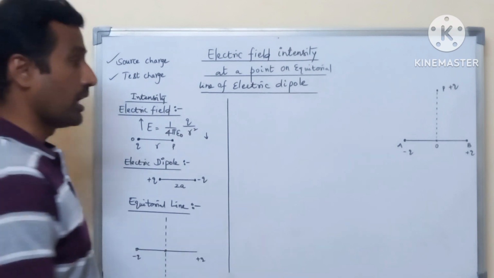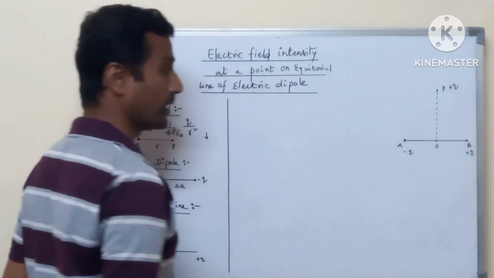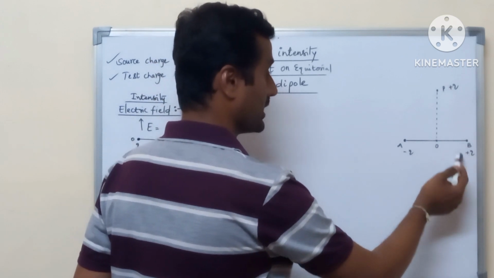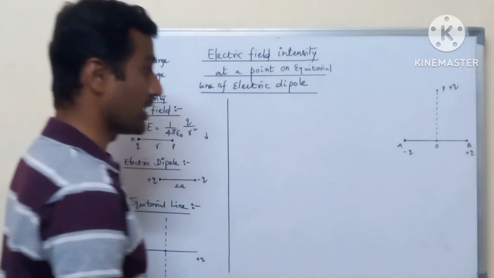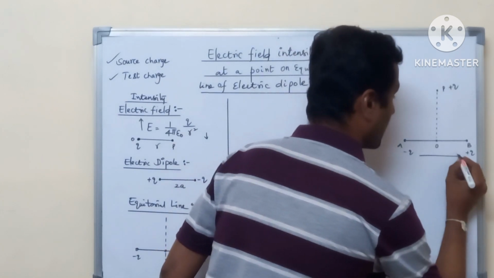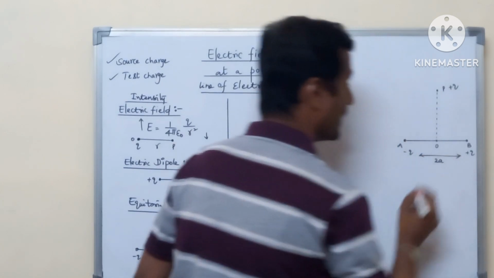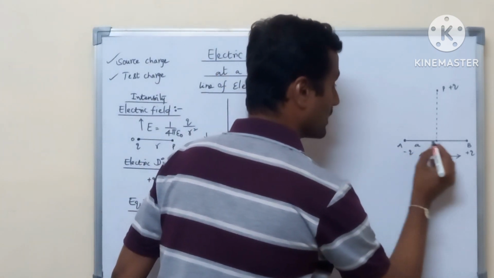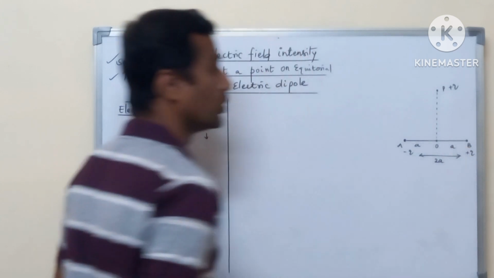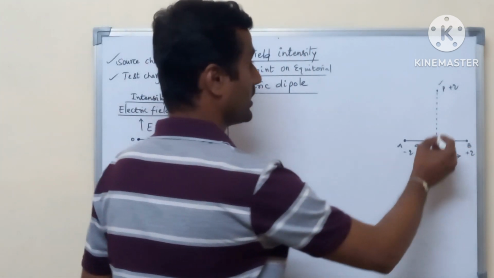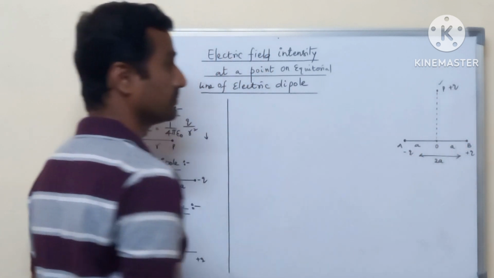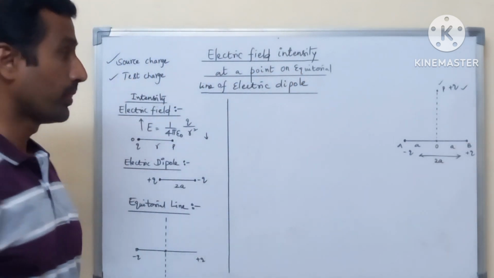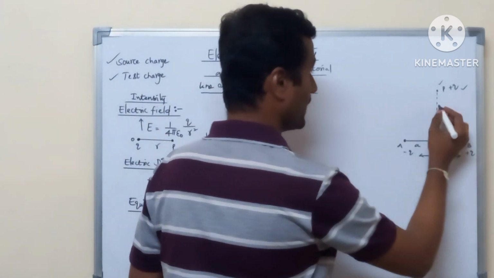Let us consider an electric dipole in which at point A there is a negative charge and at point B there is a positive charge, separated by a distance of 2a. Here O is the midpoint, so AO is a and OB is also a. Let us consider a point P on the equatorial line at which a positive test charge is placed. The distance from O to P is r.